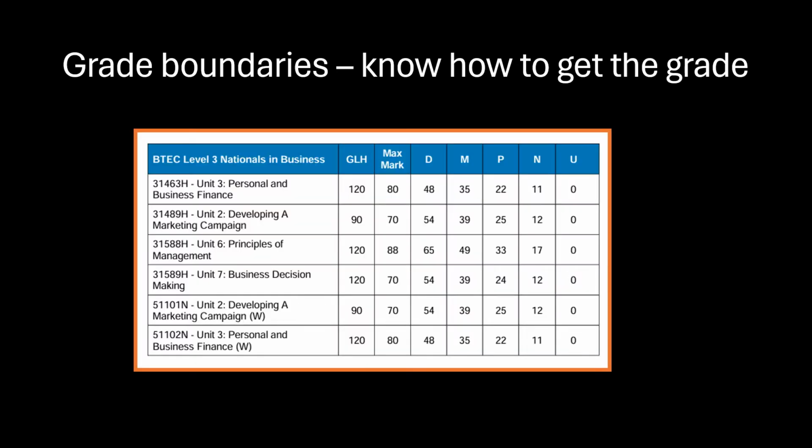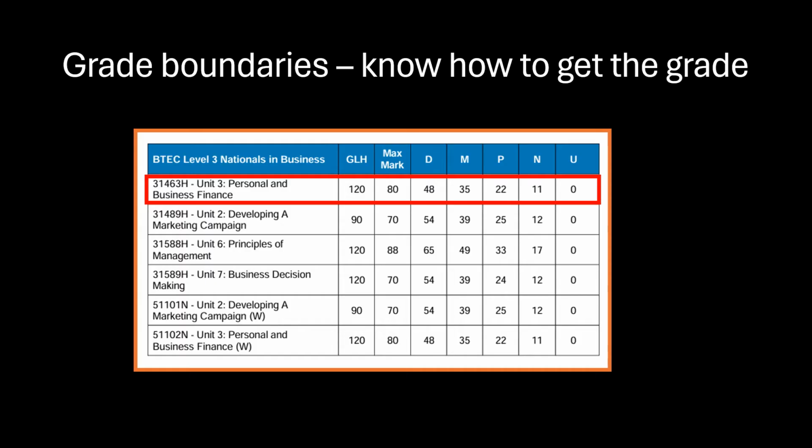Before we get started on the exam paper itself, let's have a quick look at the grade boundaries so you know how to get the grade that you're after, and also to realise that the distinction is within everybody's reach. This is the grade boundaries from January 2024 series exams, and we're just focusing today on Unit 3 Personal Business Finance. Maximum marks is 80, so it's out of 80 in the actual exam. To get a distinction, you needed to get 48 out of 80. Merit was 35 out of 80. Pass was 22. And a near pass was an 11, and anything under 11, you got a U.